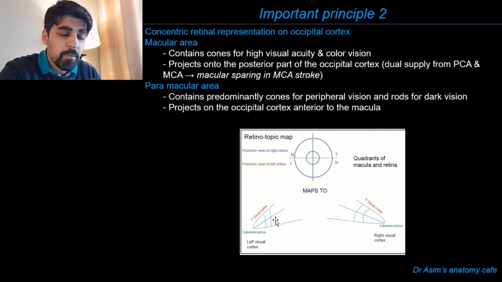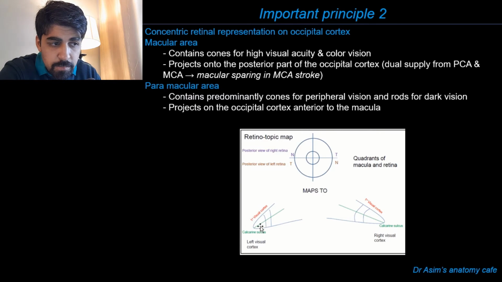Now, this is really important to know. Once again, this information is going to help you understand the lesions in the visual pathway, which we will talk about in the subsequent lecture. But for now, what you have to know is that this area at the back where the macula is represented has kind of a dual blood supply to it. So we've got two cerebral arteries, the posterior cerebral artery and the middle cerebral artery, which both supply this little region over here, or which could potentially supply this little region over here.